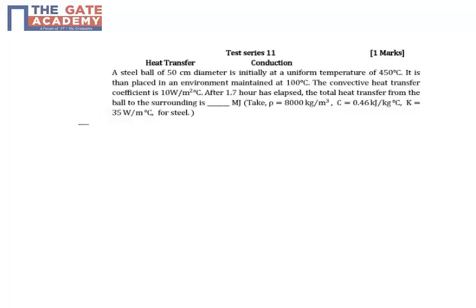Let us discuss a question from heat transfer. This is a question on lumped heat transfer where you have initially a steel wall where the initial temperature is uniform, 450, and it is placed in an environment where the temperature is 100. So it tries to give out the heat.